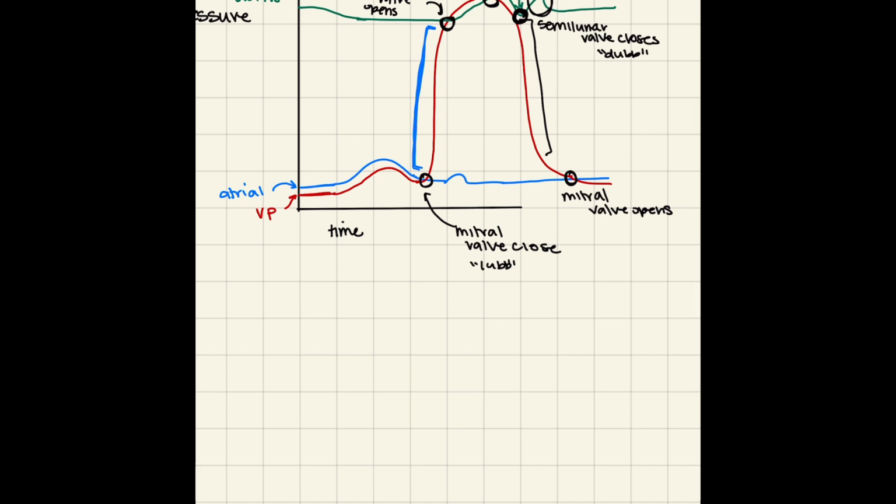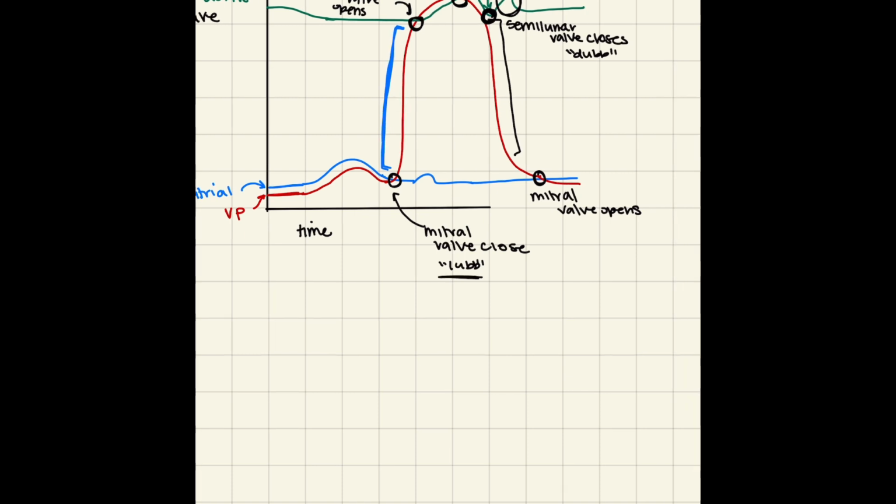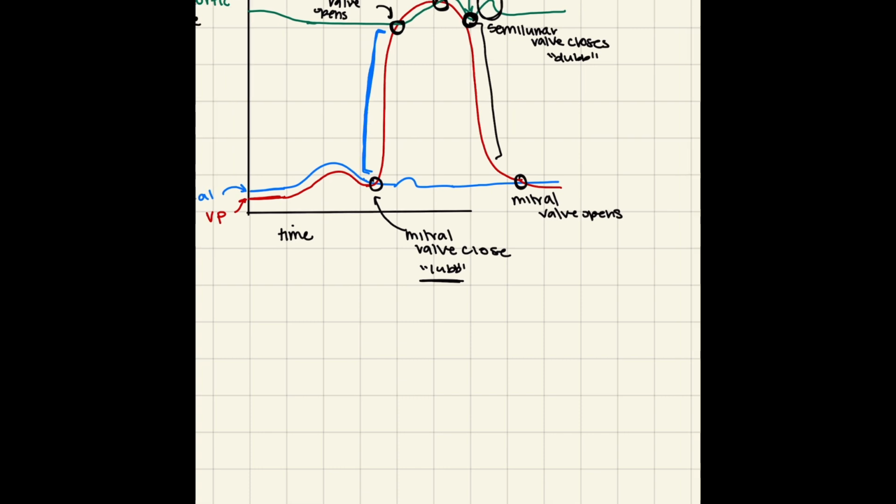So diastole is when the ventricles are at rest, and systole is when they're not at rest, obviously. So diastole is when the ventricles are filling with blood, and there's no contraction. So diastole right here ends with the mitral valve closing, and then ventricular contraction is what makes up systole. So this whole thing is systole, and this whole thing is diastole.